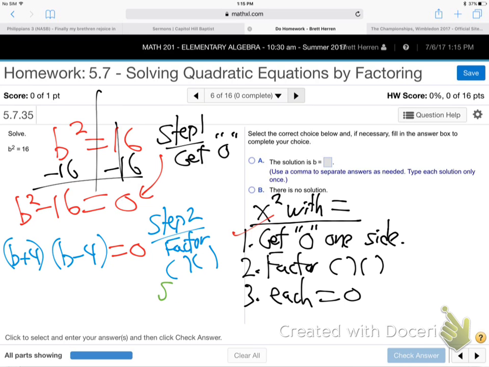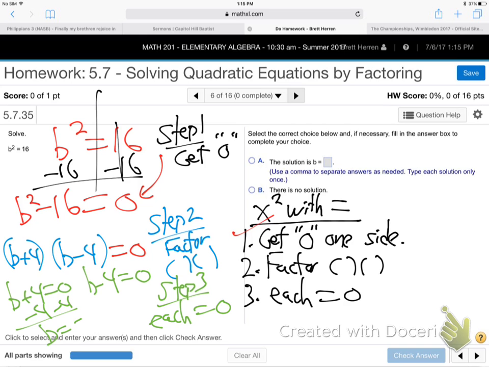And then finally, step 3, each one gets its own 0. Right? So you say, okay, b plus 4, you get your own 0. B minus 4, you get your own 0. Right? You go from 1 0 to each one getting their own 0 because if two things multiply to be 0, either one could be 0. And then you know the drill. Subtract 4, so it's negative 4. Add 4. So it's positive 4. So the answers are negative 4 and positive 4, aren't they?